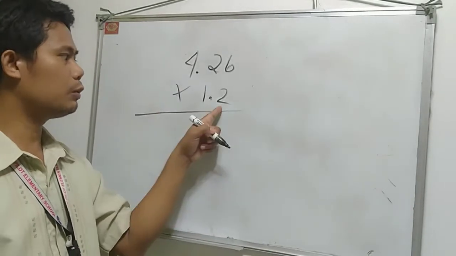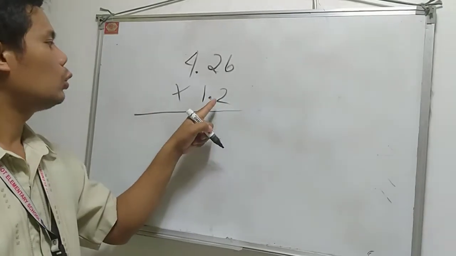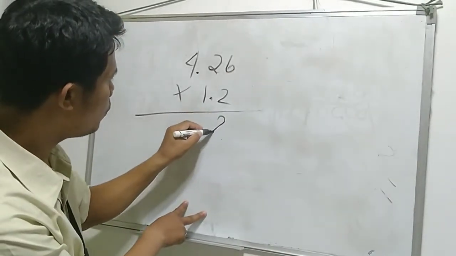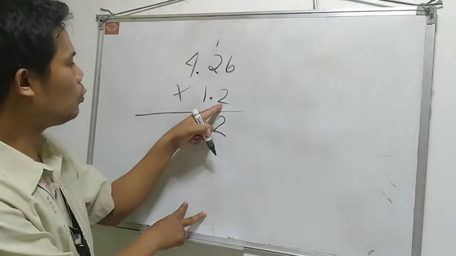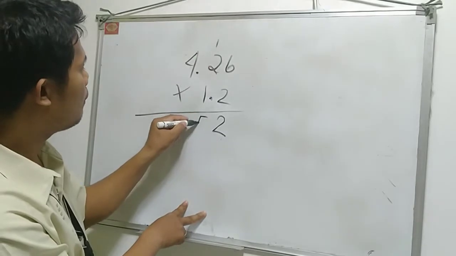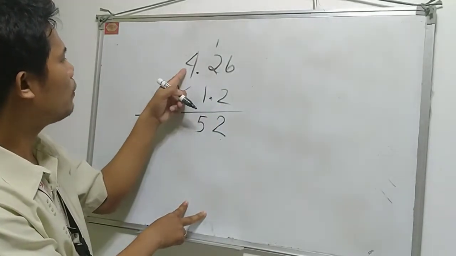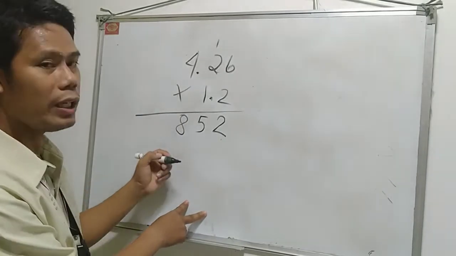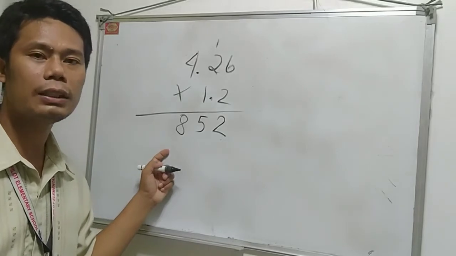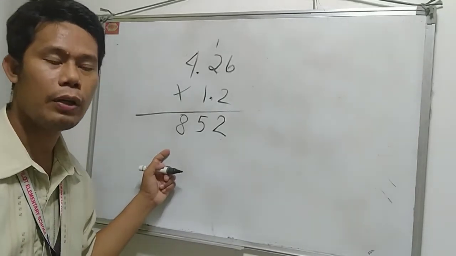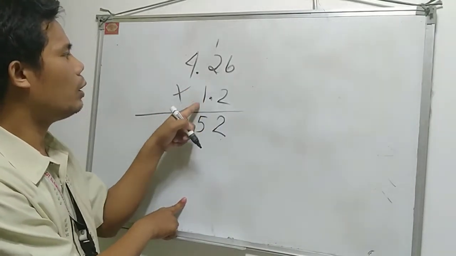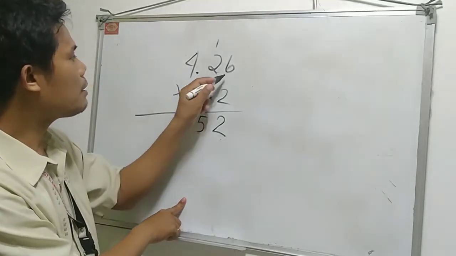Okay, so first we are going to multiply by 2. 2 times 6 equals 12. So we bring down 2, carry up 1. Then 2 times 2 equals 4, plus 1 equals 5. Then 2 times 4 equals 8. Do we need to put a decimal point? No. This is an initial product, so wala muna tayong ilalagay na decimal point. Now, let's proceed to 1. Si 1 naman ang ating i-multiply kay 6, kay 2, at kay 4. So 1 times 6 equals 6.